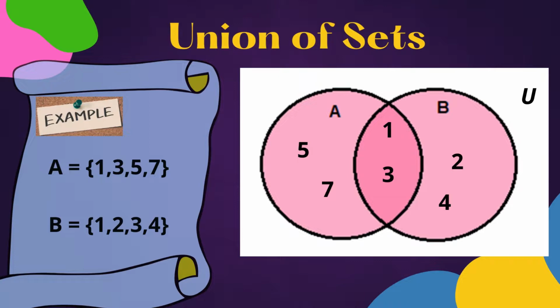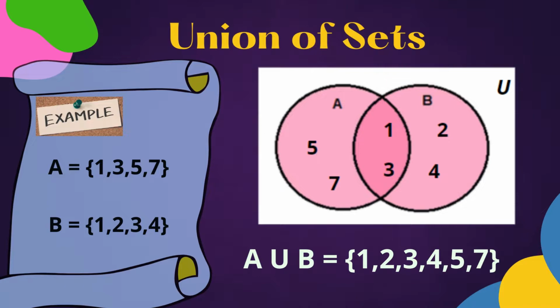Next, write the remaining elements inside the circle which belong to set A and set B. For the union of the two sets, we can write set A union set B equals the set of counting numbers from 1 to 7. So we have 1, 2, 3, 4, 5, and 7 as the elements of set A union set B.